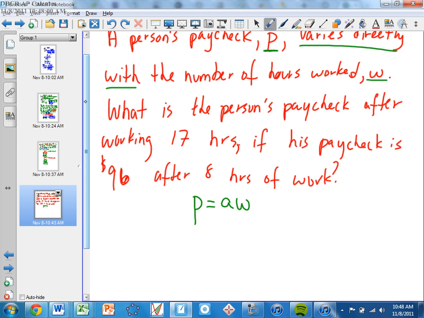It says, what is the person's paycheck after 17 hours? Okay, so I'm just going to plug in a 17 for W and 96 for P. The question is, what is the person's paycheck? So I don't know P. I want to take the 17 hours and plug it in right here to see what I'll get.